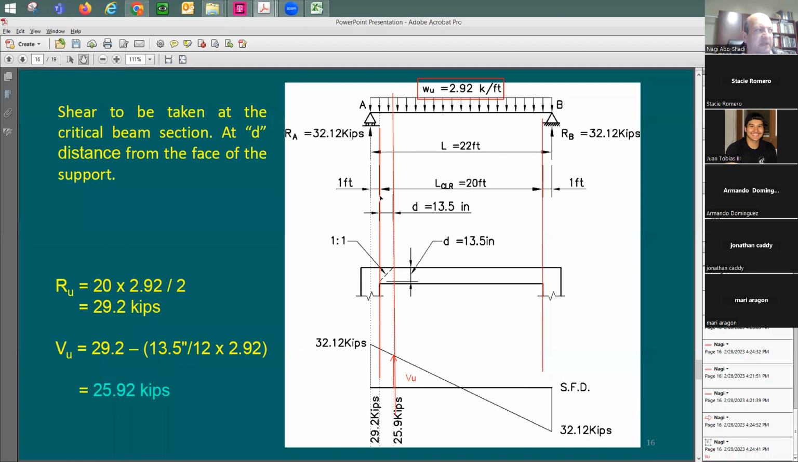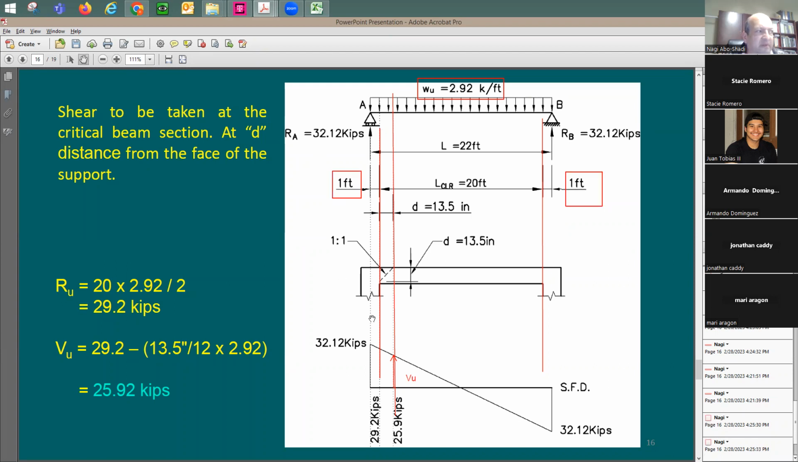See this here, 20 feet? Face of support to face of support. And this here, 22. This means that I have 1 foot to the left and 1 foot to the right, which is 1/2 of the column width. The column width here is how much? 2 feet. How is that? Because you have a foot to the right and a foot to the left. So this is going to be 1 foot, and this distance here is going to be 13.5. So add this 13.5 divided by 12 plus 1 foot.